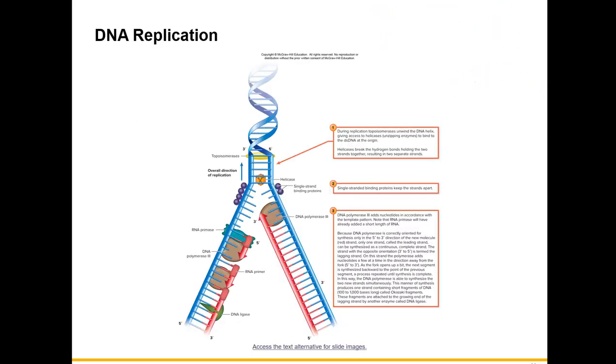So this is showing the DNA replication. So you've got the topoisomerases are going to unwind. Helicase is going to break the hydrogen bonds. The single-stranded binding proteins are going to keep them apart. And then the DNA polymerase 3 is going to hop on and make this complementary strand.